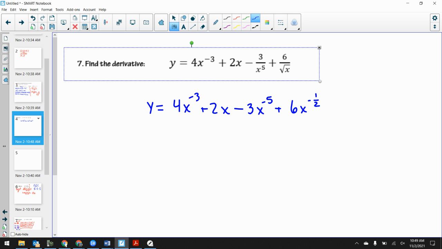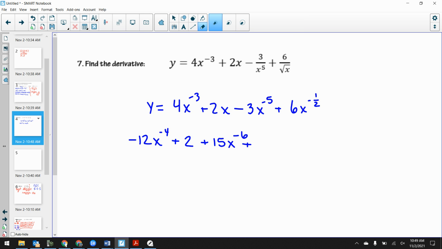Okay, let's find some derivatives. Negative 12x to the negative 4th plus 2, just straight up 2, plus 15x to the negative 6th. Be careful there, don't bring it to negative 4. You're not going towards 0. You're not going up. You're going down. Kick it down the power, x minus 1 in the power. Plus, okay, minus, this is going to be minus. 6 times negative 1/2 is negative 3. X to the, negative 1/2 down 1 unit would be negative 3/2.